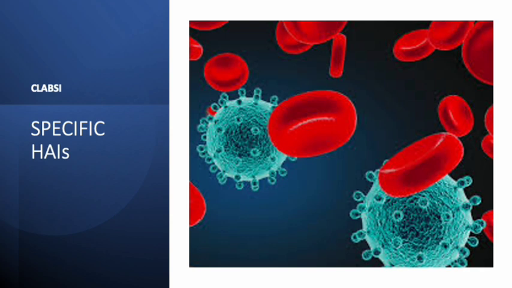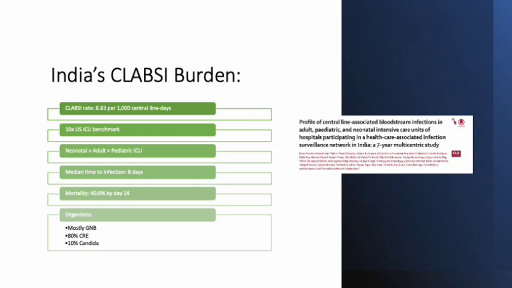Next, let's discuss central line associated bloodstream infection or CLABSI, which is a very high burden healthcare acquired infection in the ICUs. Indian data reveals a CLABSI rate of 8.83 per 1000 central line days, nearly 10 times the US ICU benchmark. Neonatal rates are highest, followed by adults and then pediatric ICUs. Mortality can reach up to 40.6% by day 14 and this makes this a critical patient safety issue.